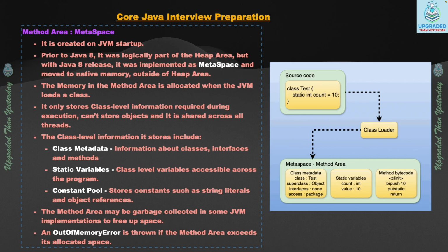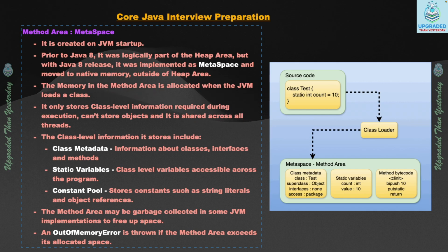The garbage collector may run on method area to free up the spaces, though this depends on the internal implementation of JVM. Garbage collectors like G1GC or ZGC support class unloading from meta space. Meta space throws out of memory error when it cannot allocate space for a new class which is ready to load.